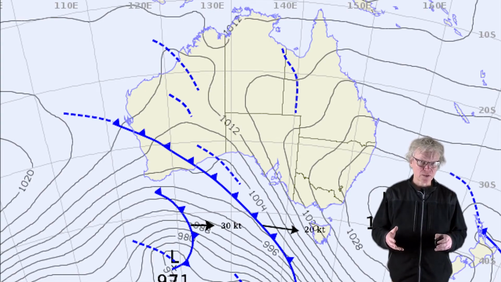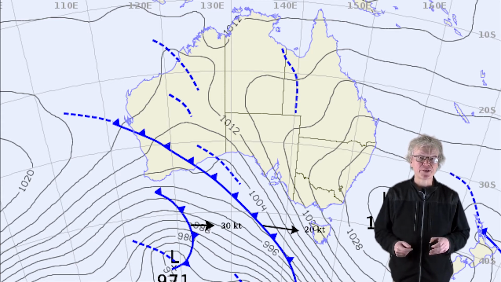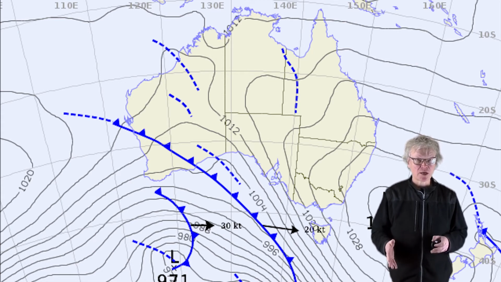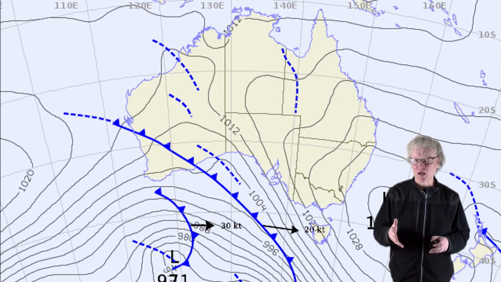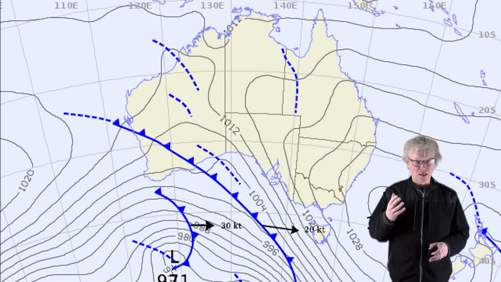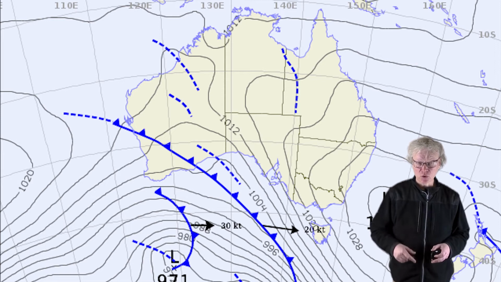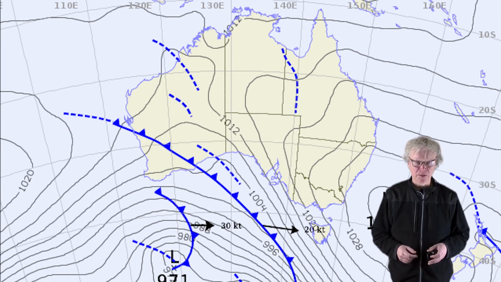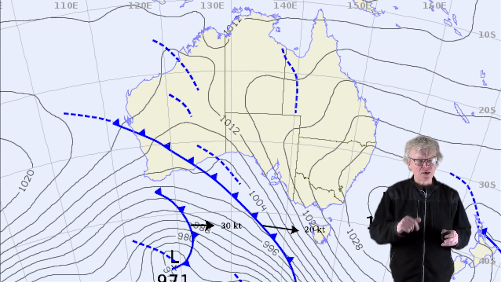Those lines on the map are just lines joining up areas of equal pressure. Just like on your topographic maps, you saw those contour lines that were lines joining up areas of equal elevation. An isobar, or an isoheight as they're now called, is just a line joining areas of equal pressure. And we'll look at these in much more detail a bit later on.